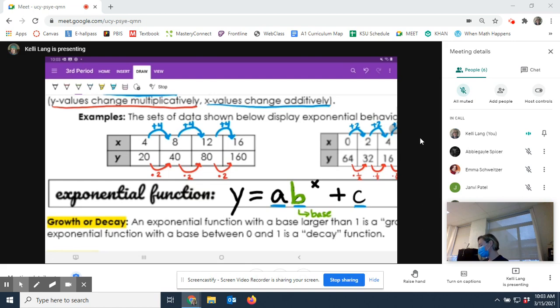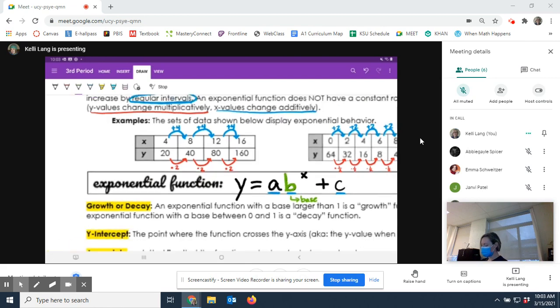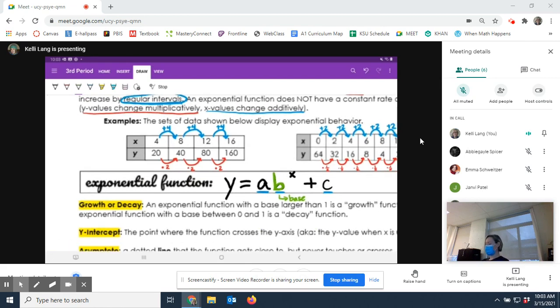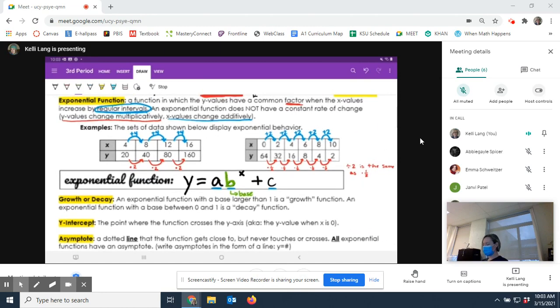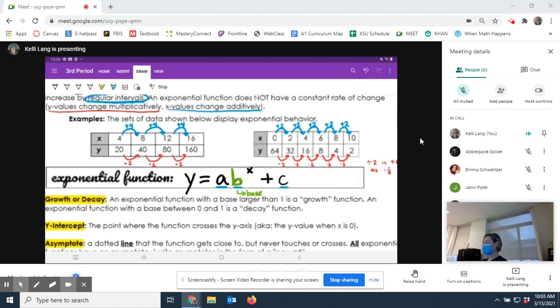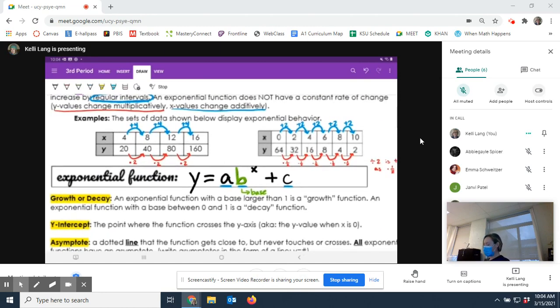B is your base. And there are a lot of things about exponential functions that we can tell just by looking at the base, just by knowing what the base is. So let's talk about what some of those things are. Growth or decay. These are just words that we use to describe whether a function is going up or going down. An exponential function with a base larger than 1 is called a growth function.